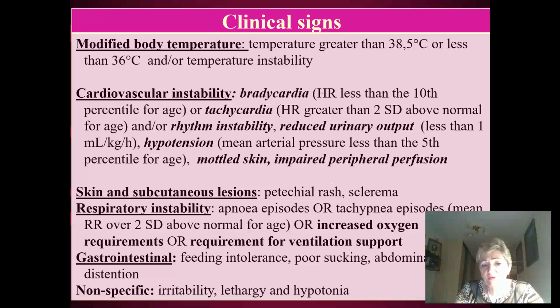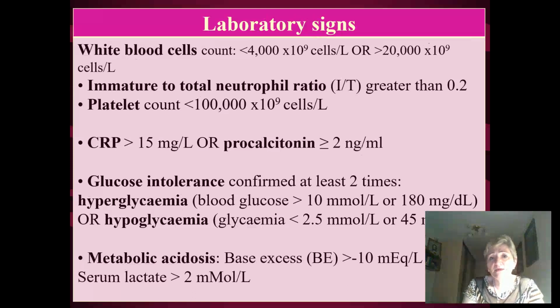Next, disorder of the gastrointestinal tract: feeding intolerance, poor suck, abdominal distension. And very often non-specific signs characterize irritability, lethargy, or hypotonia. Laboratory signs. What laboratory signs indicate that you can suspect sepsis? When you reveal an increase or decrease in white blood cells, less than 4,000 or more than 20,000. Immature to total neutrophil ratio greater than 0.2.